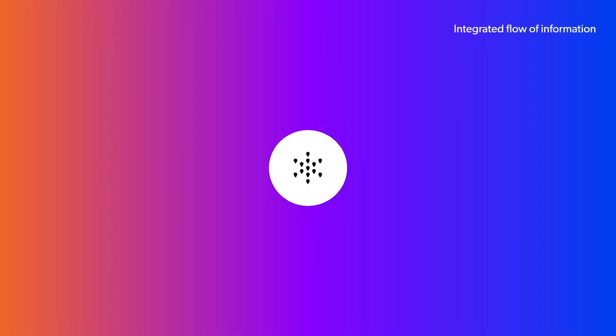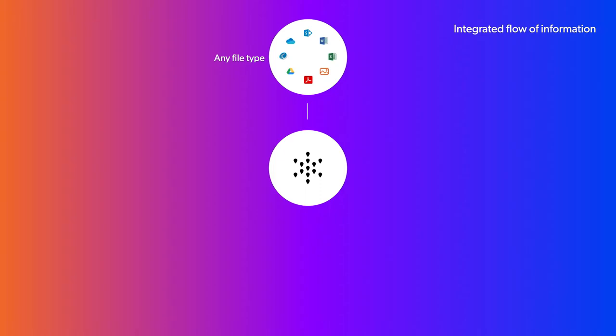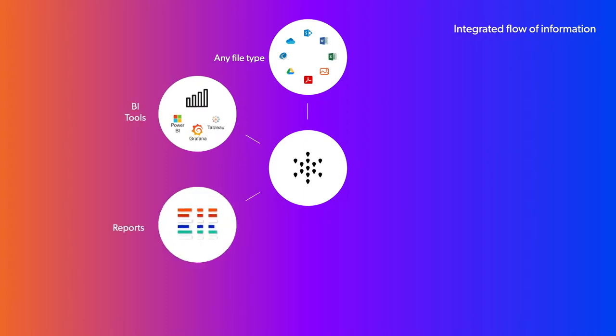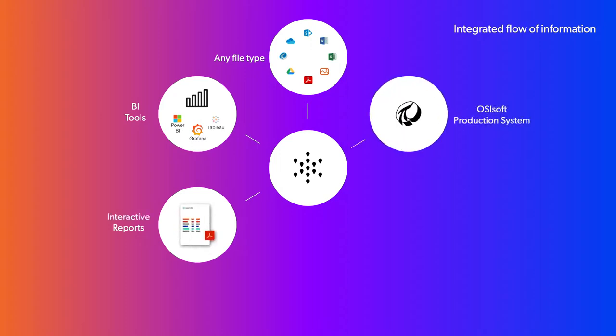Smart RDM gathers various information sources in one platform. Firstly, you can upload any file in any format such as Word, Excel, or photo. Secondly, it integrates with BI tools. These interactive reports can be viewed directly in the Smart RDM portal. Thirdly, it automatically generates production reports from OSIsoft software.